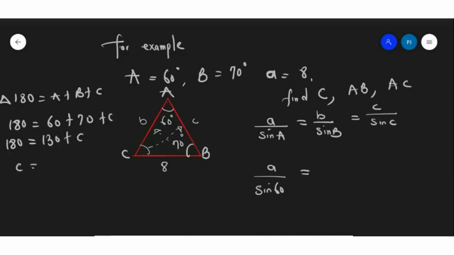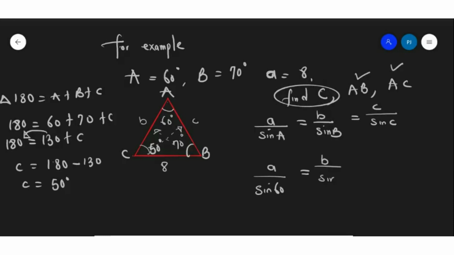So our C will be equal to, let's take this to the other side. For those people who may need clarification, 130. So your C is equal to 50 degrees. So this C is 50 degrees already. So we already have the angle for C. Very simple. So all we need to do is calculate AB and AC. So I have my 60 degrees. What is my B? I don't know my B.